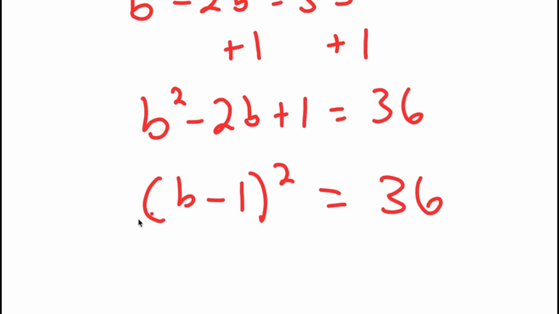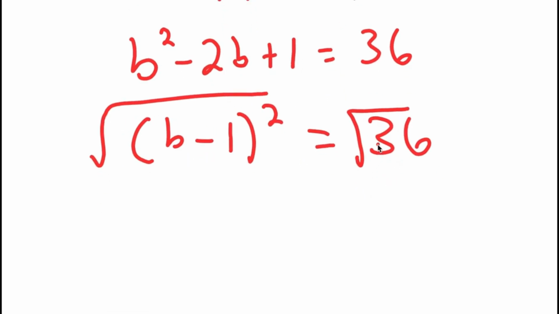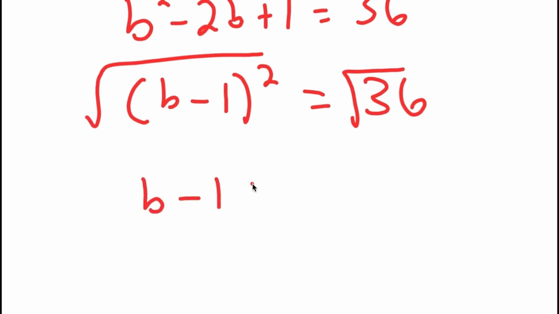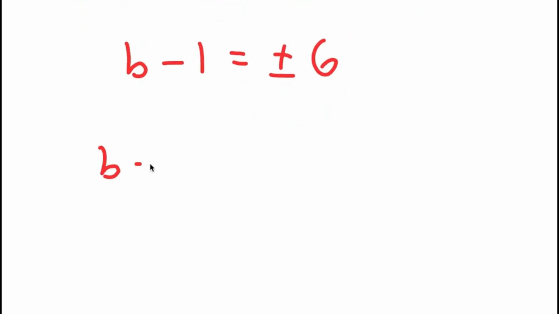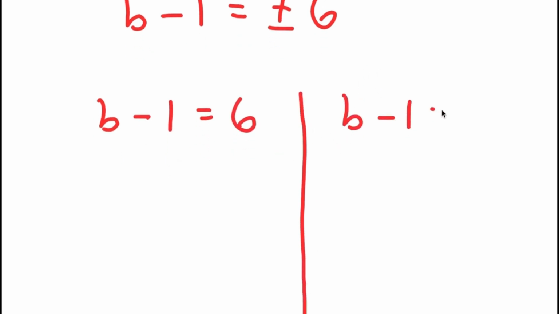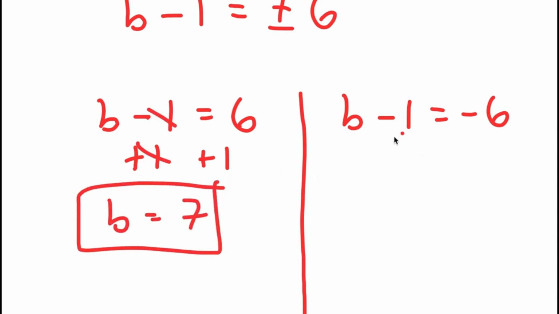And now I can take the square root on both sides because the square root of 36 is a whole number. And now I get B minus 1 is equal to positive or negative 6. So this gives me two equations. I get B minus 1 is equal to positive 6, and B minus 1 is equal to negative 6. So for B minus 1 equals positive 6, I can just add 1 on both sides, and I get B equals 7. And for B minus 1 equals negative 6, I can again add 1 on both sides, and I get B equals negative 5.